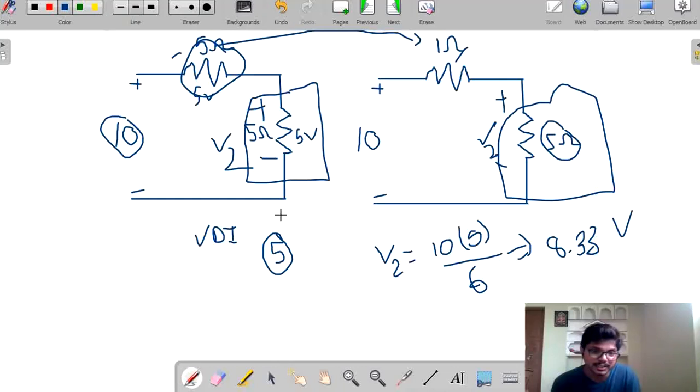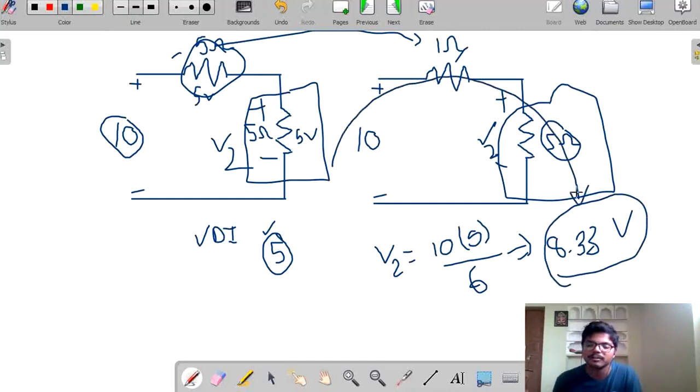See, in the first case my meter can measure only 5 volts, but in the second case my meter can measure 8.33 volts. We are extending our values from 5 volts to 8.33 volts. This is the concept of multi-ranging. Using the same circuit, by varying the resistance, we will get different values of voltage.